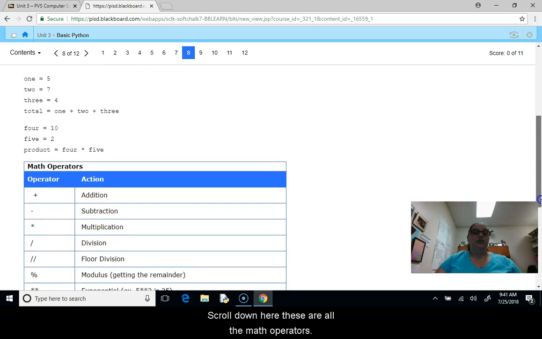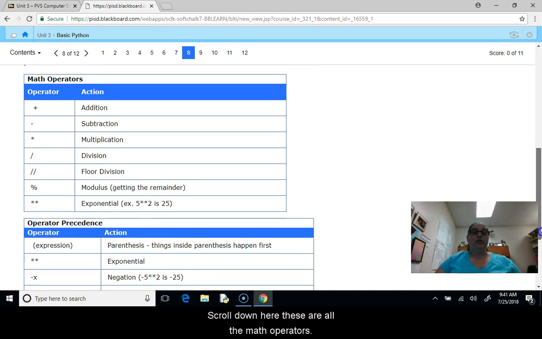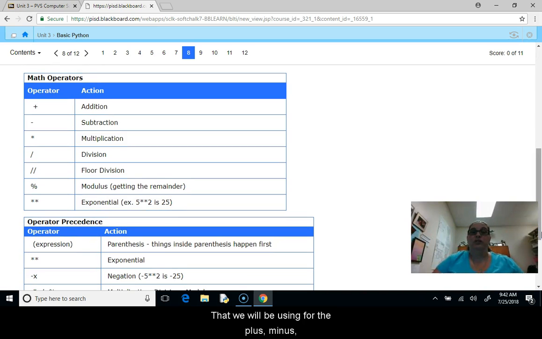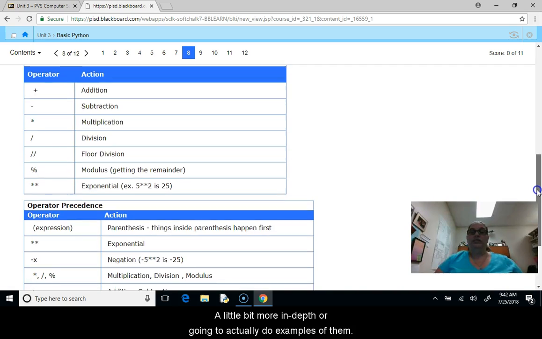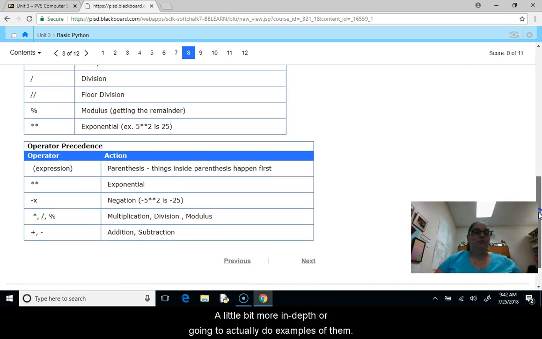I'm going to scroll down here. These are all the math operators that we will be using. We have the plus, minus, multiplication. This is division. This is floor division, and we'll talk more about that in the next section. Modulus and exponents. And each of these we're going to go over in the next section a little bit more in depth. We're going to actually do examples of them.